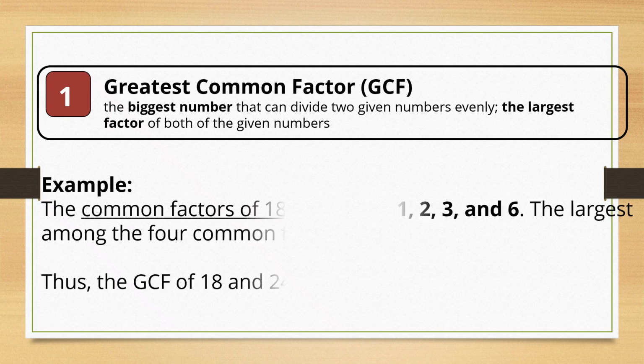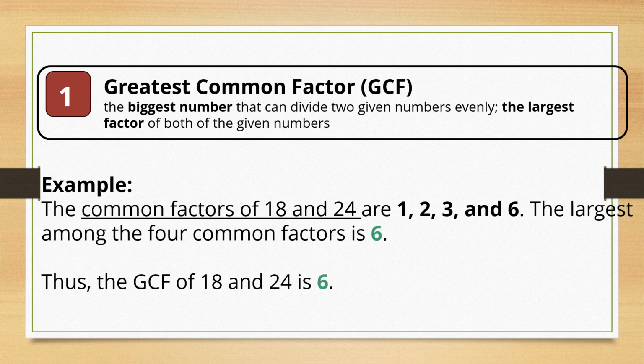One, let's first define greatest common factor. What do we mean by this? Greatest common factor, or the GCF, is the biggest number that can divide two given numbers evenly. The greatest factor of both of the given numbers.